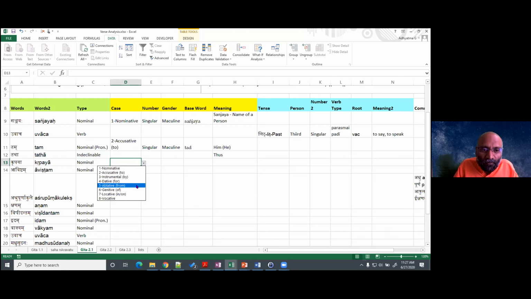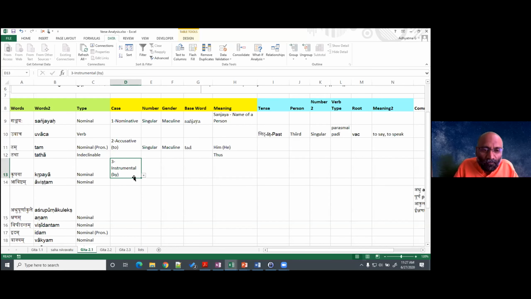Kripaya is in the instrumental case. It's singular, a feminine noun. Here the base word is kripa, and the meaning is compassion, pity. This is the meaning of the base word.